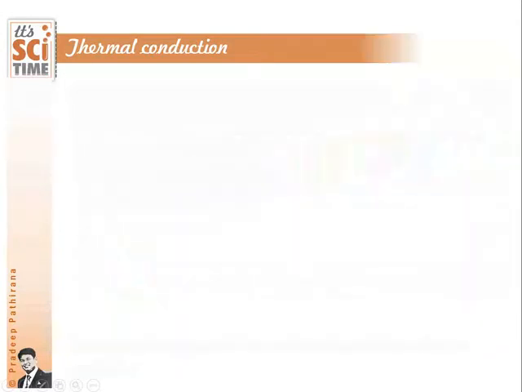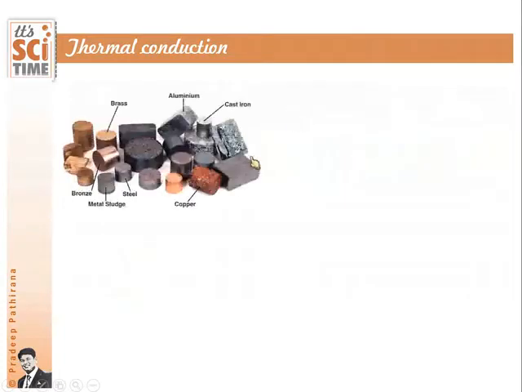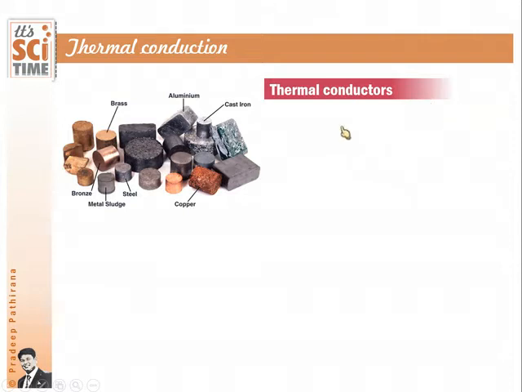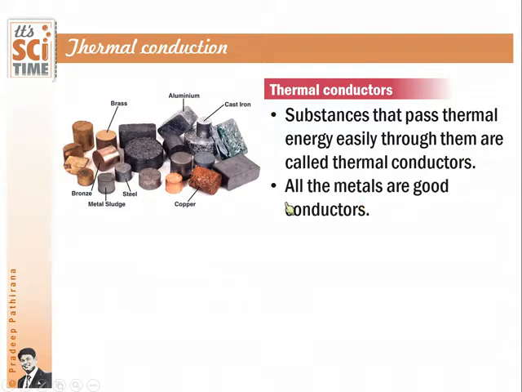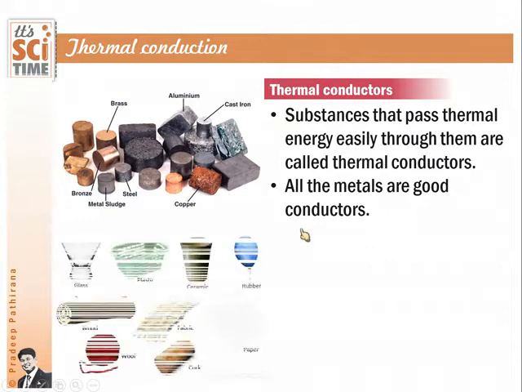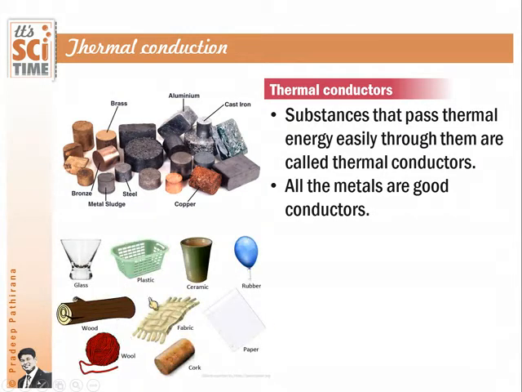Now let's move to the next part, thermal conductors, and these are the good thermal conductors, like all the metallic things: brass, aluminium, cast iron, bronze, metal sludge, and the steel, copper, all are metallic things. They are good conductors of heat. Therefore, we call them thermal conductors. What are thermal conductors? They are the substances that pass thermal energy easily through them. And all the metals are good conductors. Next, look at this set: glass, plastic, ceramic, rubber, wood, fabric, paper, cork, wool.